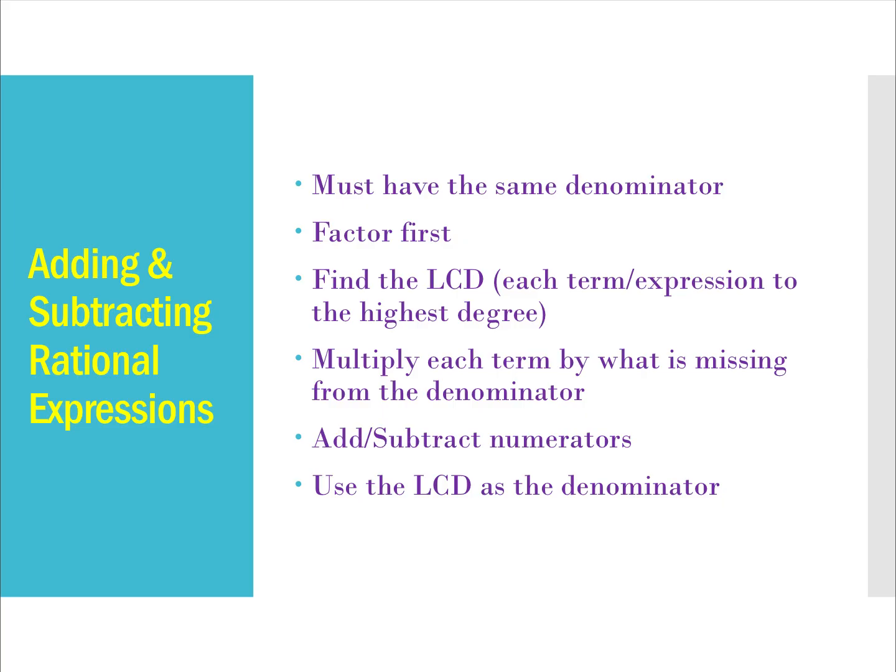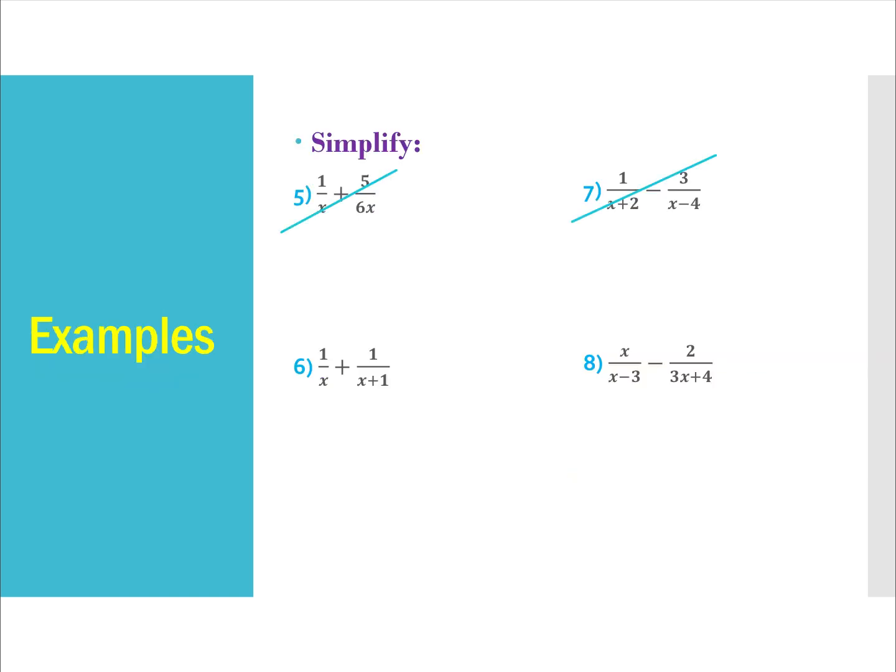These are a little bit harder, so we got to remember these simple rules. You have to have the same denominator. You have to make sure you factor everything first. We're going to find the least common denominator, multiply each term by what's missing, then add or subtract the numerators. Let's go through a couple problems. We did 5 and 7 yesterday, so I'm going to go ahead and do 6 and 8.